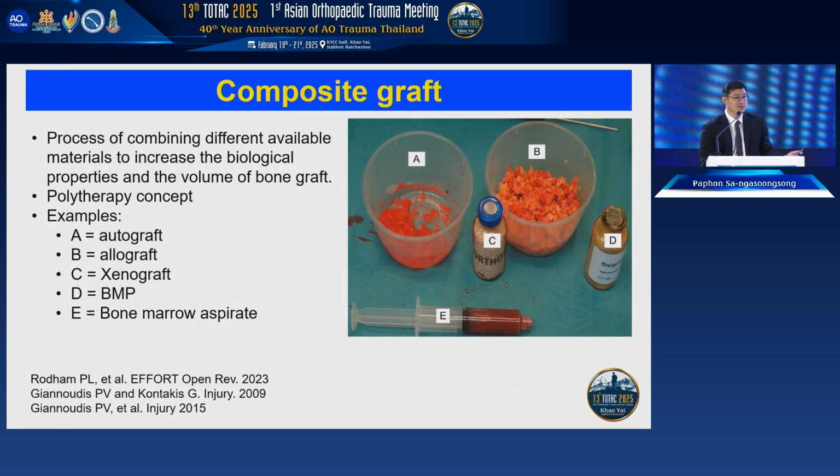But for now, because the bone graft substitutes have been designed in different ways, recently Professor Genodis tried to make a concept of polytherapy that tries to combine different types of graft and call it composite graft. Like in this case, that used autograft, allograft, xenograft, BMP, and bone marrow aspirate, and also showed success. However, there is also limited evidence for using composite graft until now.